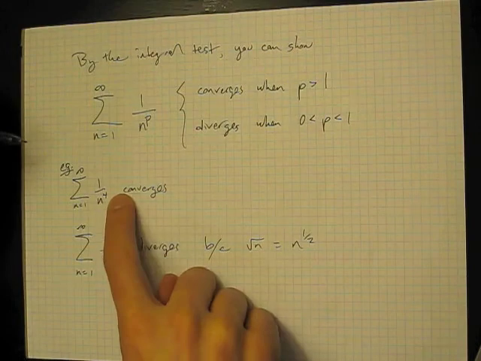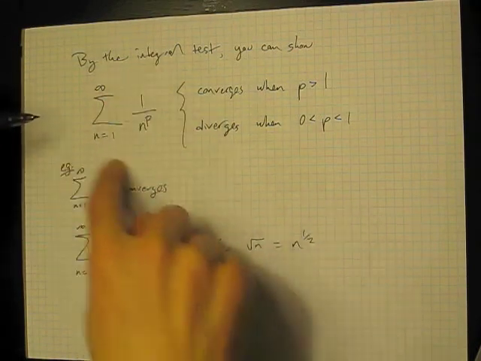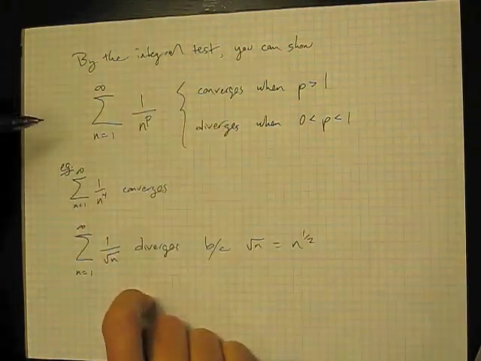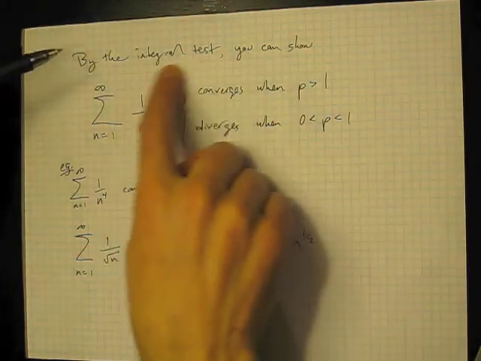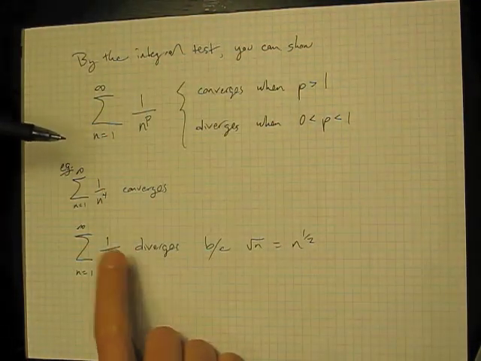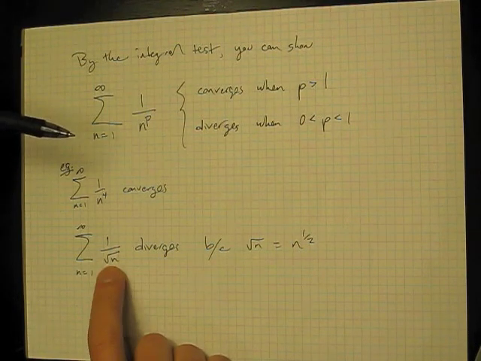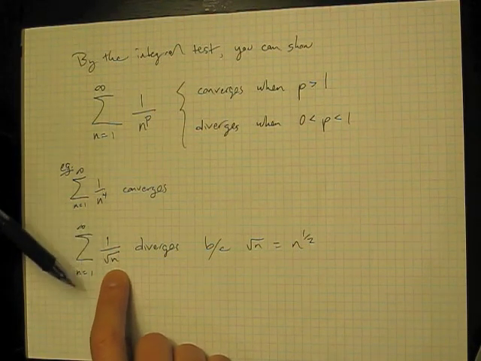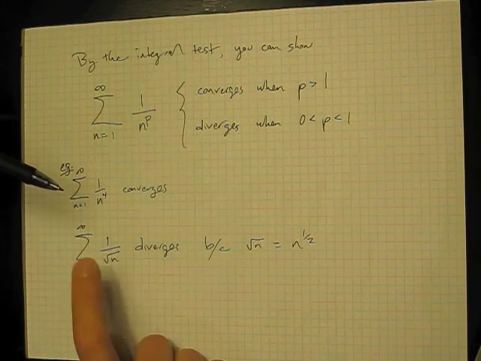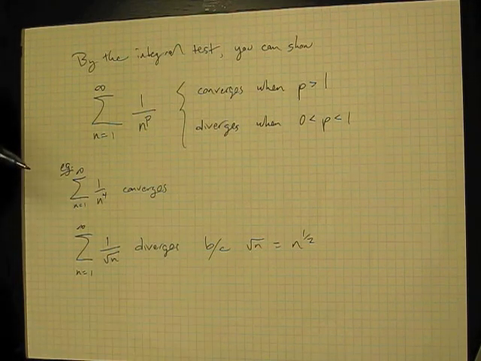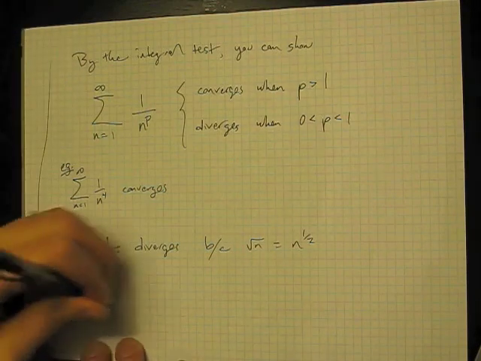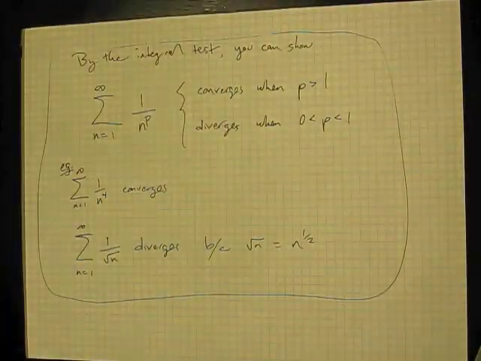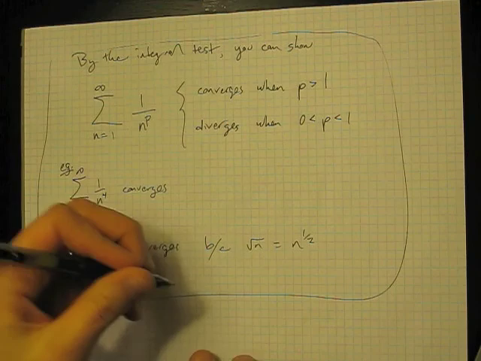Okay, so anytime you see a series of the form 1 over n to a power, if the power is bigger than 1, then it converges. And that's true because you can show it using the integral test. And same thing is true, any power of n in the denominator that's less than 1 will cause the series to diverge, and that will also be by the integral test. So this is actually all I really want you to know from this section. This is section 11.3.